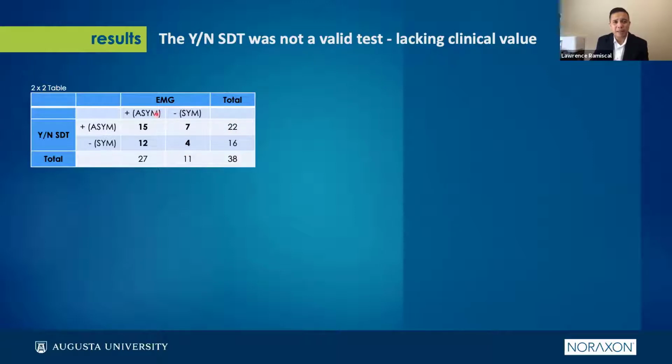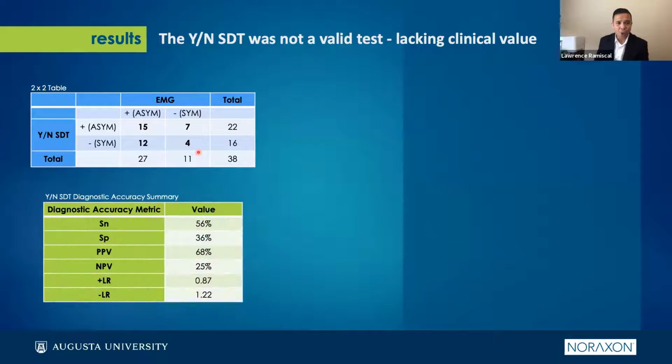But the problem is, where did they agree? Look at this. They only agreed 15 times on the positive. So this is what we call the true positive, right? The true positive rate is only 15 out of the 27. And then when it came to the negative, they only agreed 4 times. There are only 4 true negatives on this one.